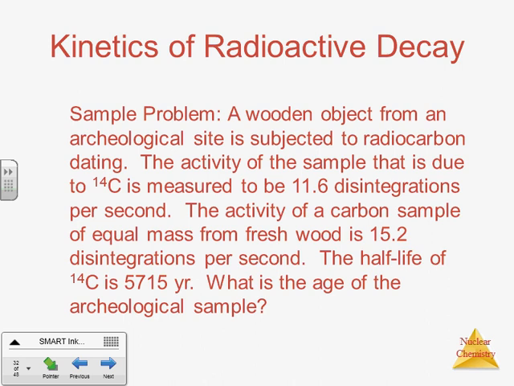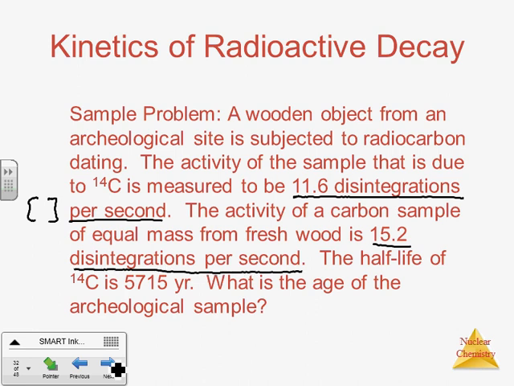The activity of the sample is measured to be 11.6 disintegrations per second. This is not a unit that you are familiar with, but disintegrations per second is just a measure of concentration, so it will go into our equation that we talked about before. The activity of a carbon sample of equal mass from fresh wood is 15.2 disintegrations per second. So in other words, if you have fresh carbon, there's going to be 15.2 disintegrations per second.